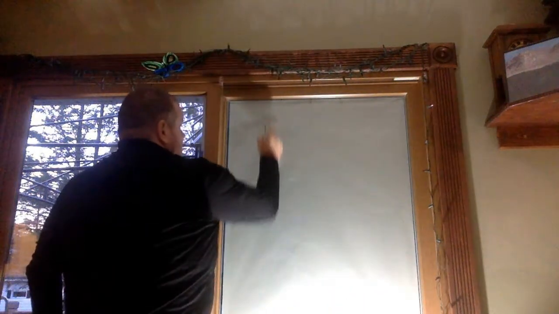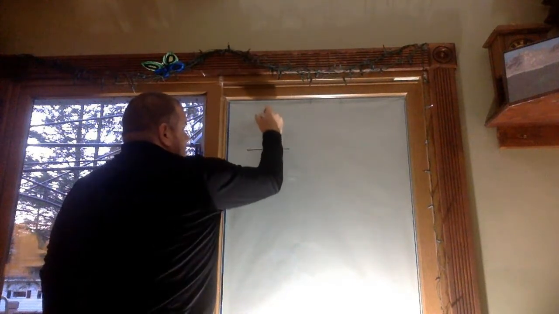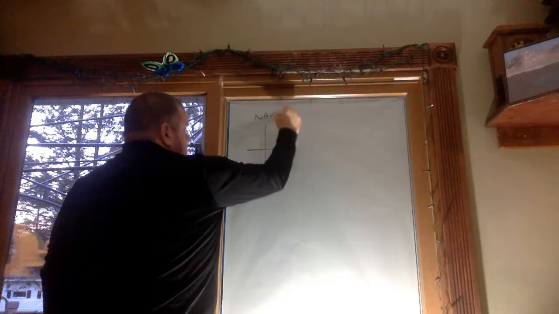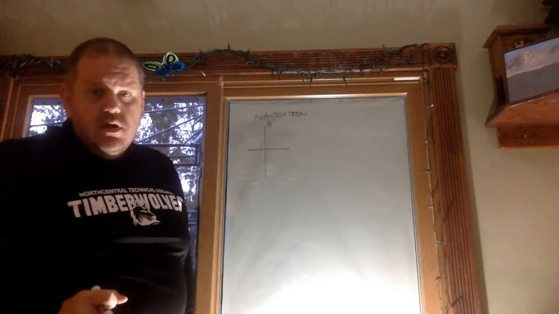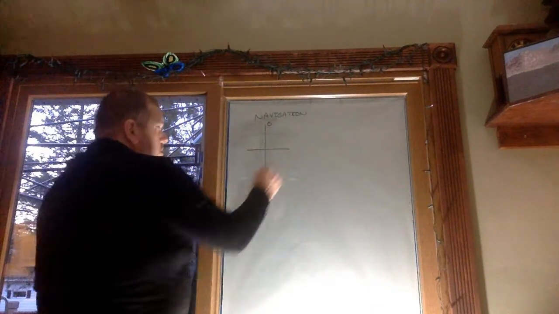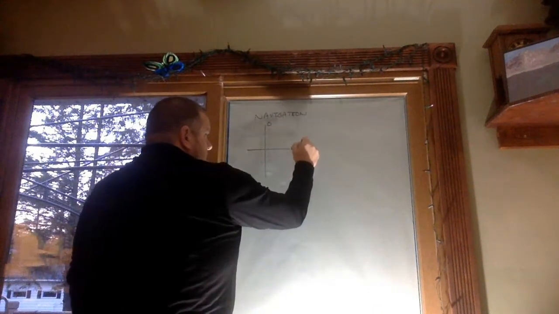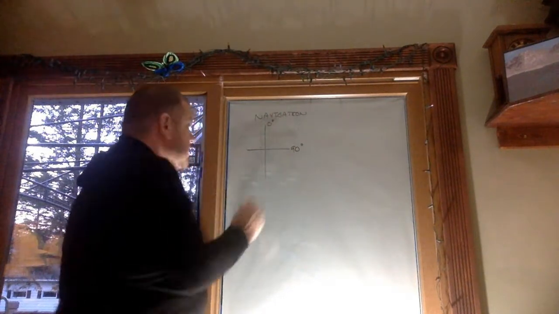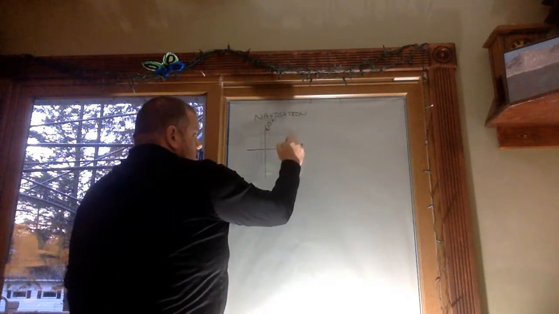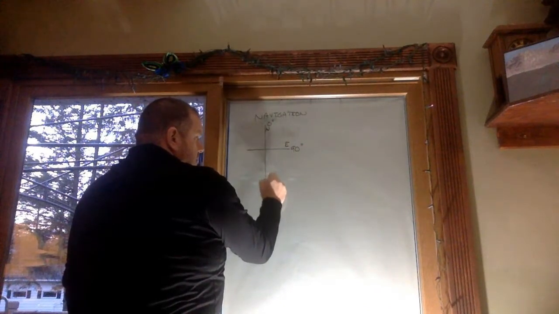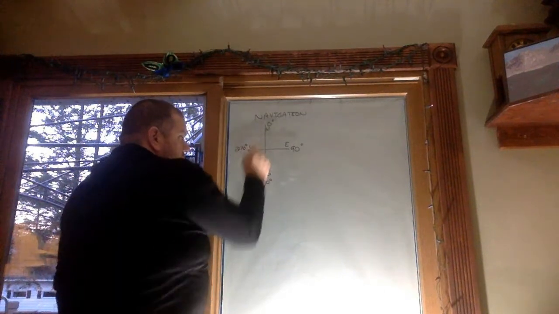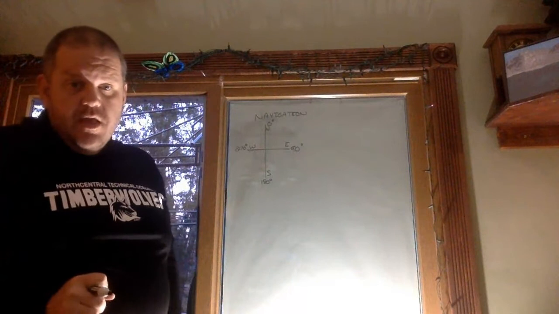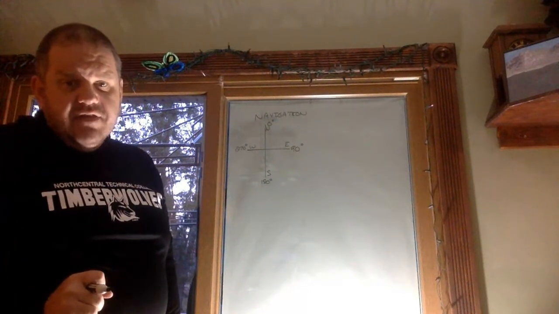Now, remember that navigation has zero up top. Navigation has zero going north, and then 90 is to the east. 180 degrees is to the south, and 270 degrees is to the west. So that is navigation.